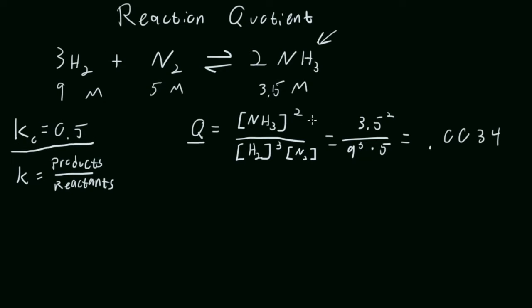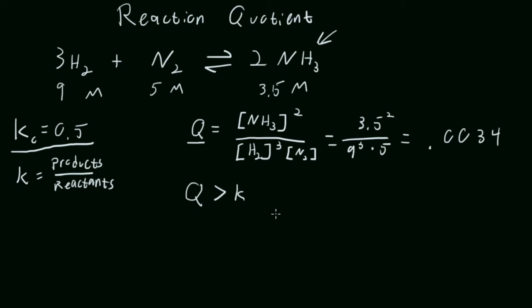So is this going to shift to the right or to the left? Well, this should be pretty straightforward to figure out because this is just a ratio of the products to the reactants. So if our number is smaller than K, well, that means that we've shifted towards the reactants, right? If our number is larger than K, if Q is greater than K, then we have shifted. Our Q is more shifted towards the products.